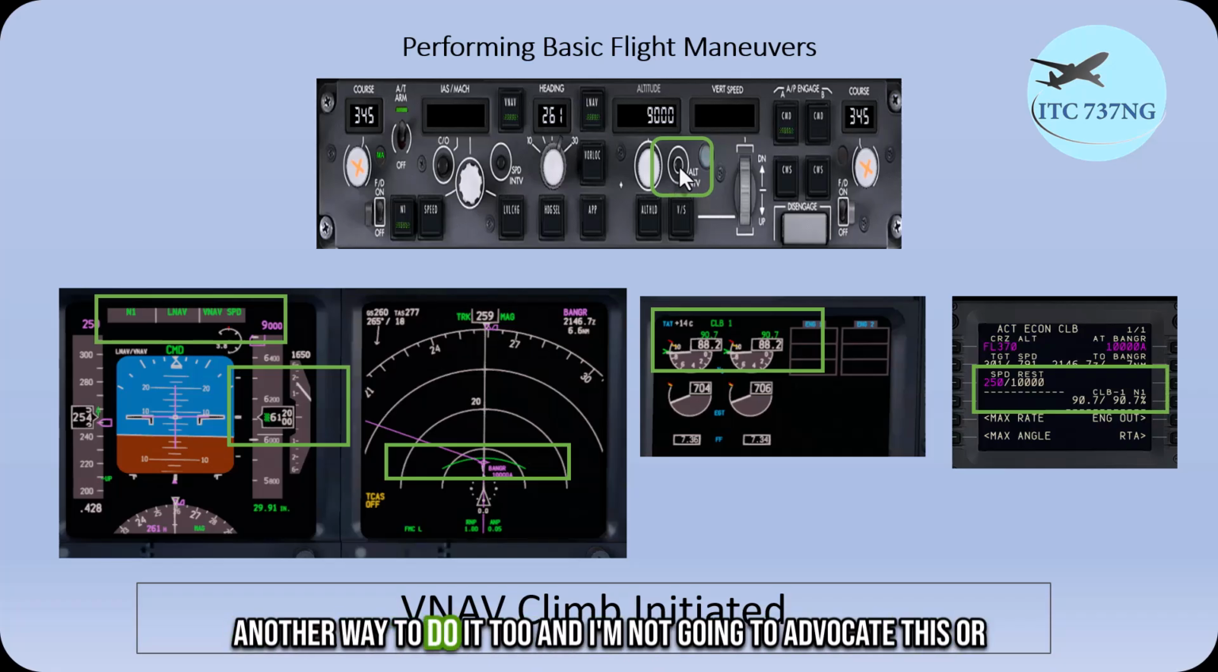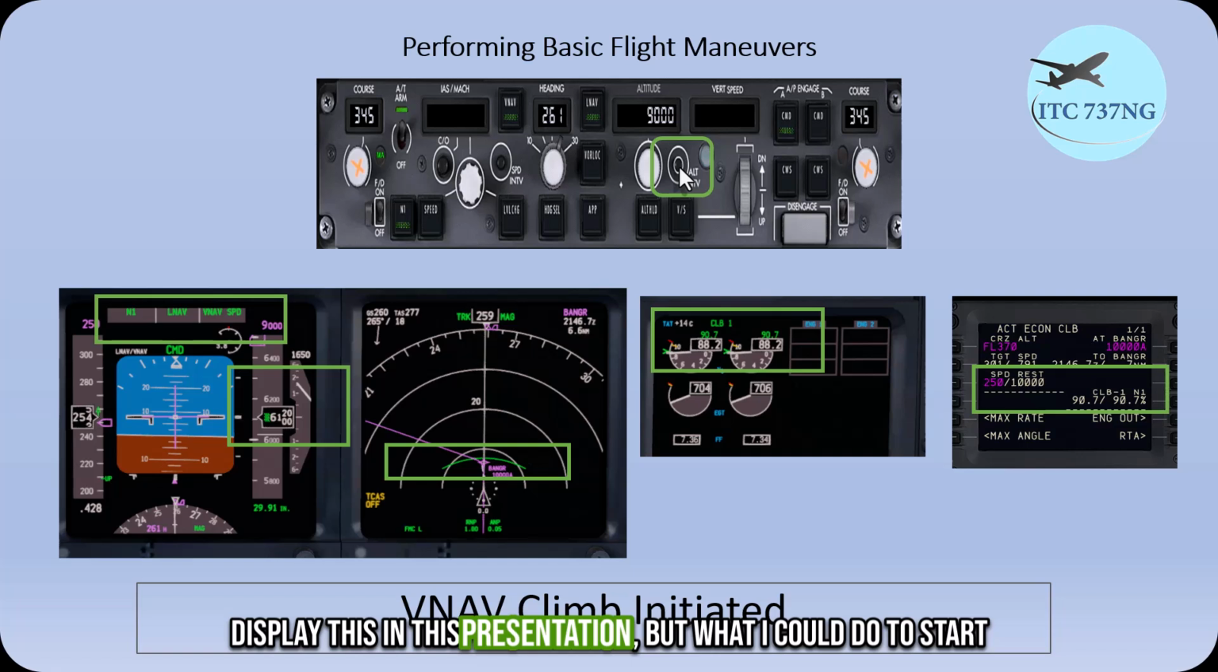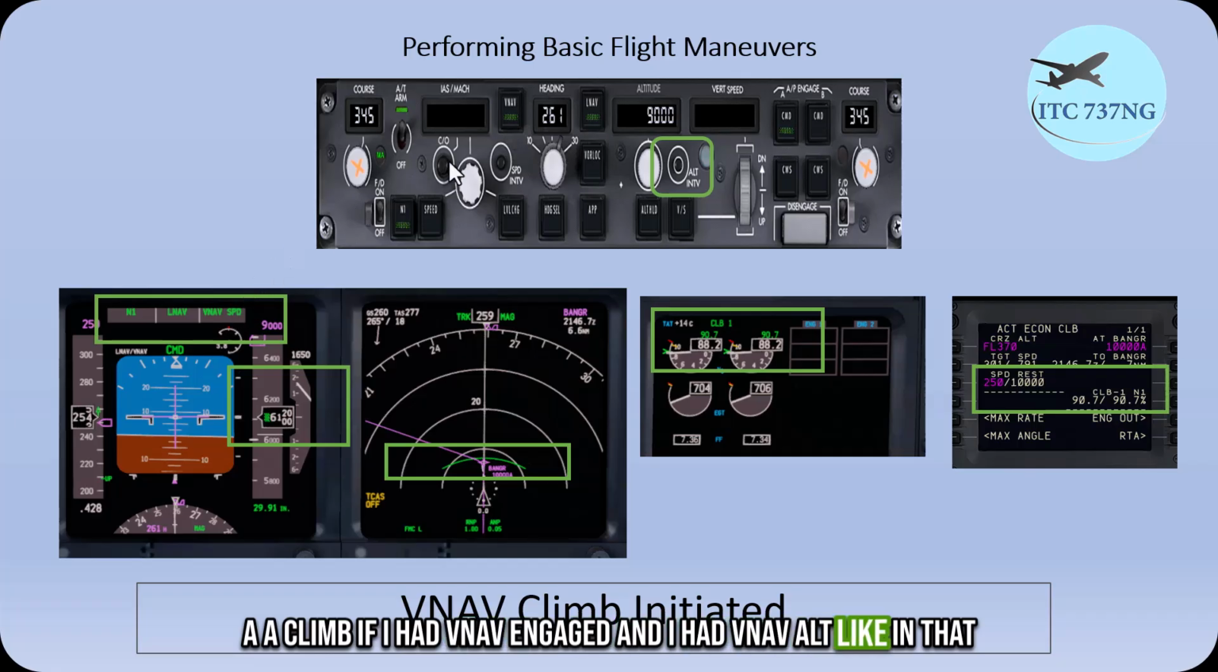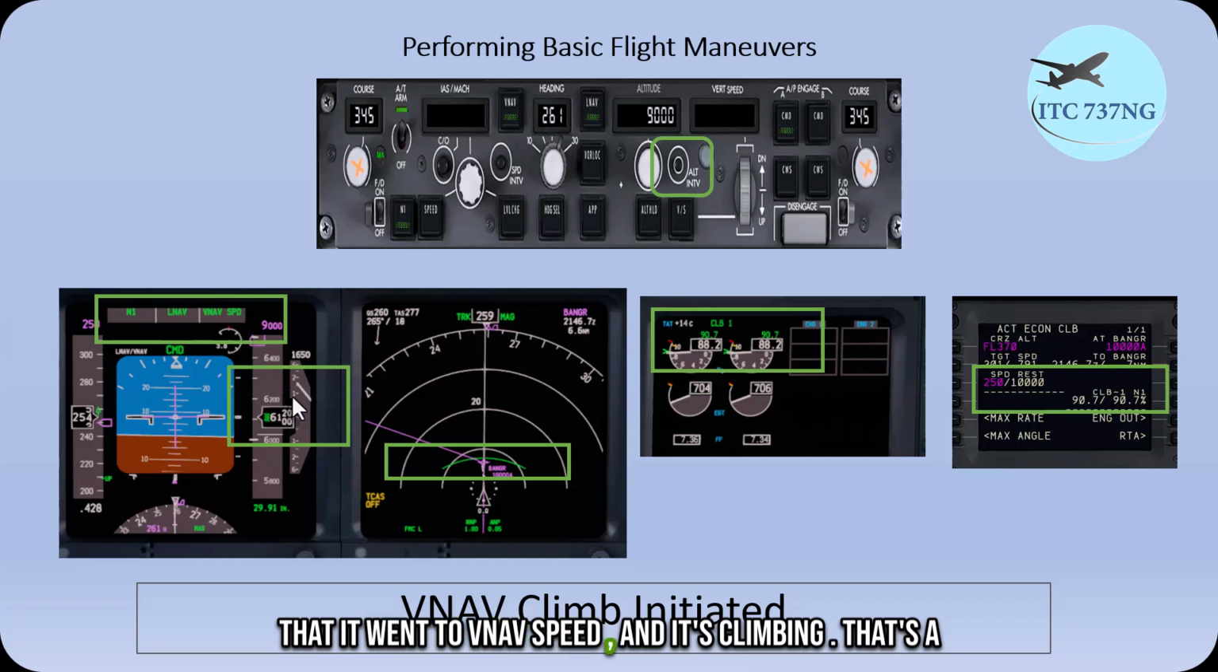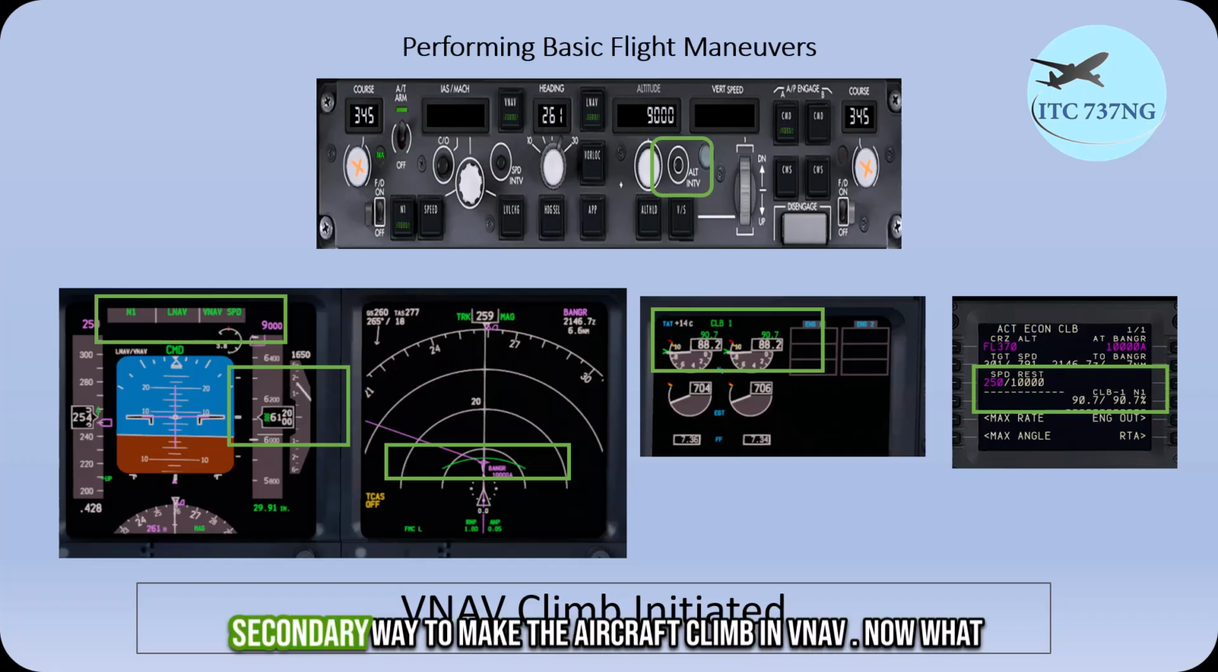Now another way to do it too, and I'm not going to advocate this or display this in this presentation, but what I could do to start a climb, if I had VNAV engaged and I had VNAV alt here like in that previous slide, I can go ahead and disengage VNAV, extinguish the light, and a second later just depress VNAV again. It will re-engage, see that you've got the light, look down here, see that it went to VNAV speed, and it's climbing. That's a secondary way to make the aircraft climb in VNAV.